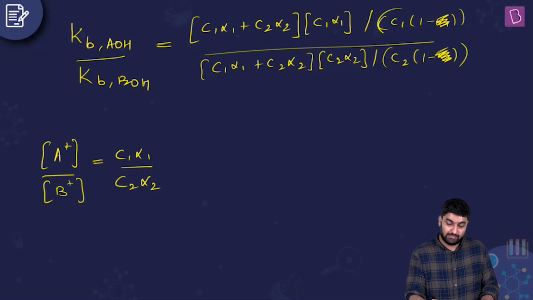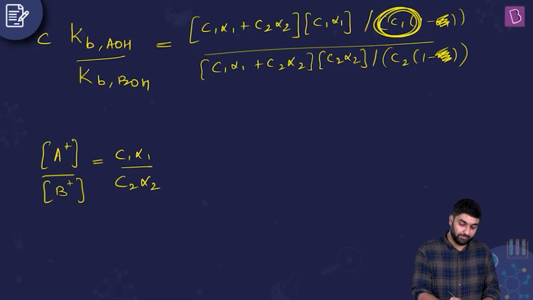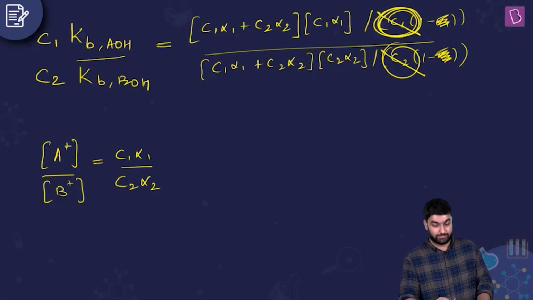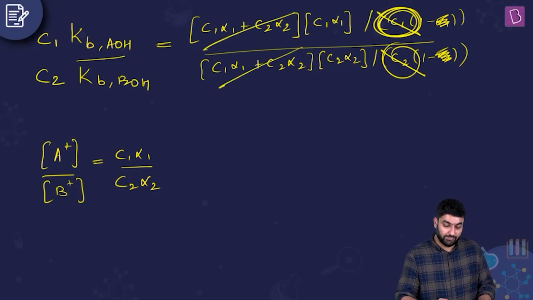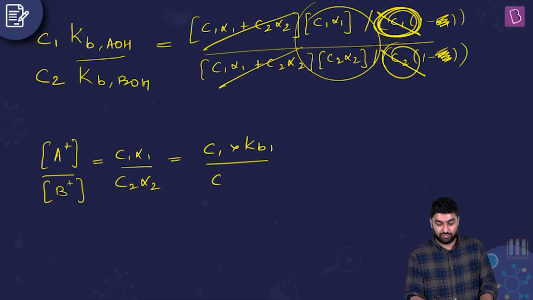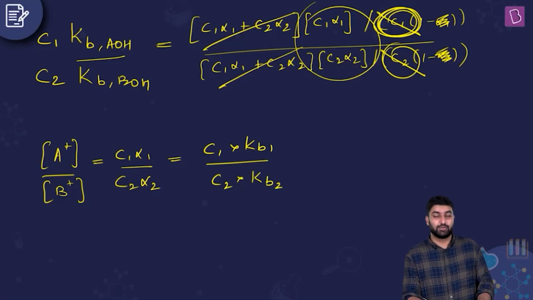So what I'll do is I'll take this C1, I'll bring it to the other side, right? Okay, it will get multiplied over here. So this will get cancelled. I'll do a similar thing with this C2 as well. This will get multiplied over here as well. This will get cancelled out. This will get cancelled out. This here, what we have. So the answer actually is going to be C1 into KB1, which is the KB of AOH, and C2 multiplied by KB2 is the denominator, KB2, which is the KB of BOH.